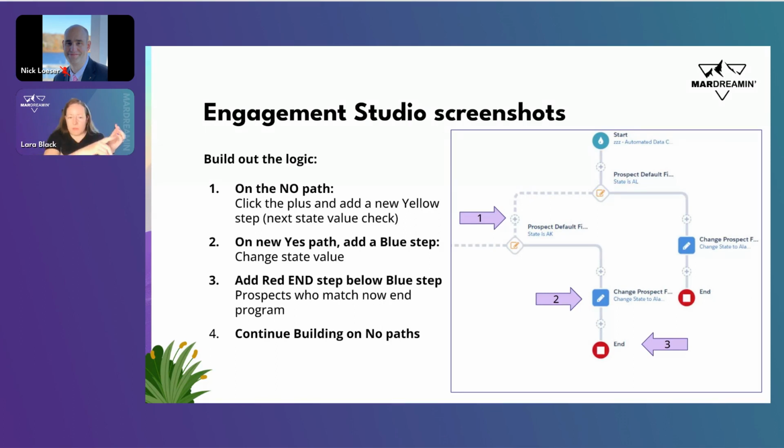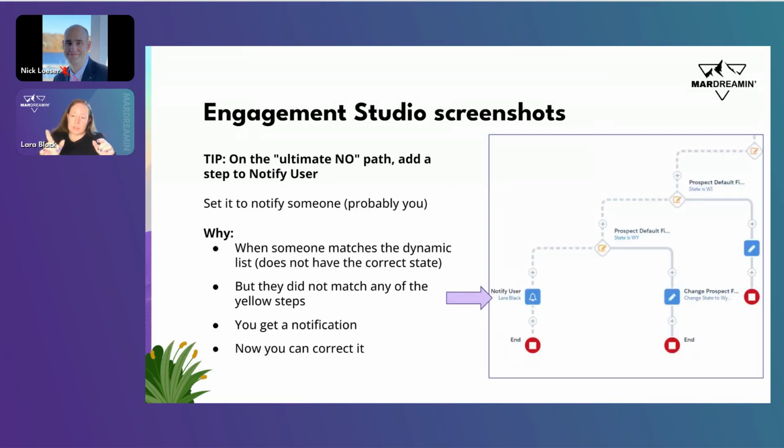On the no path, you build out the next step. You build out, is the state AK? That's Alaska. On the yes path, change to Alaska, and so on and so on, and just keep building. It is a little tedious, but what I'll say is that Engagement Studio does have a copy steps program. So I encourage you to take advantage of that.